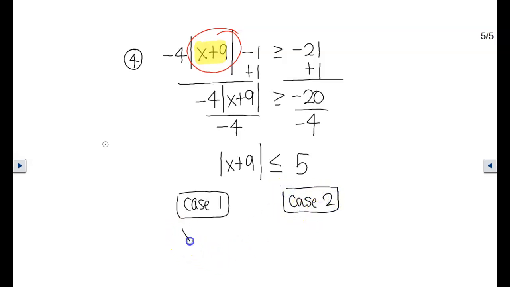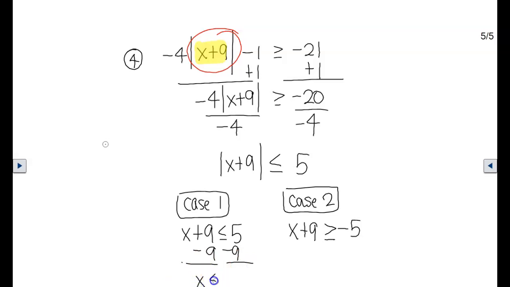Case 1 as is, x plus 9 less than or equal to 5. Case 2, change two things. X plus 9 is greater than or equal to a negative 5. Solve. Minus 9, minus 9. X is less than or equal to negative 4. Minus 9, minus 9. X is greater than or equal to a negative 14.